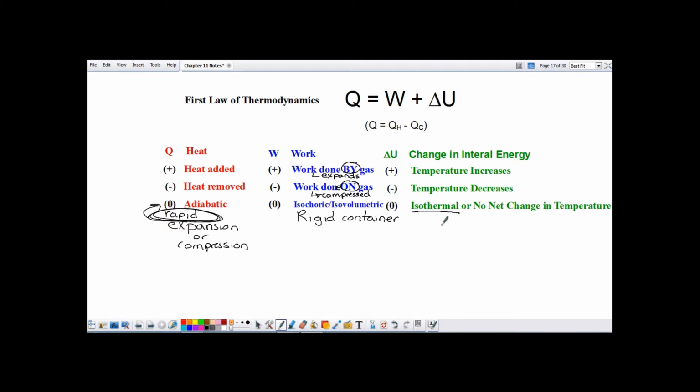However, it doesn't have to be isothermal. It could be a cyclic process, in which there's no net change in temperature. So the temperature might go up, then go back down, so it ends up where it started. In that case, there's no change in internal energy as well. Keyword here is cyclic.